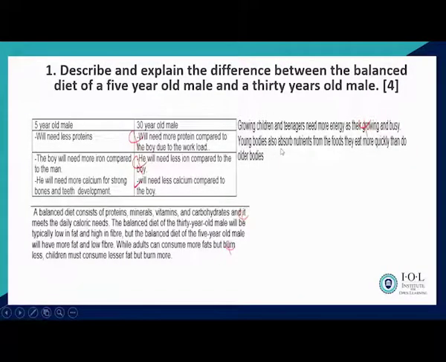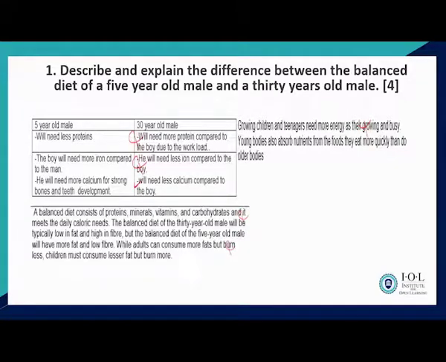Example number 2, the student responded, growing children and teenagers need more energy as they are growing. I think there's an English typo there. They are growing and busy. Young bodies also absorb nutrients from the food they eat more quickly than do older bodies. That is a copied statement. Just look at it. It doesn't explain the difference between that.